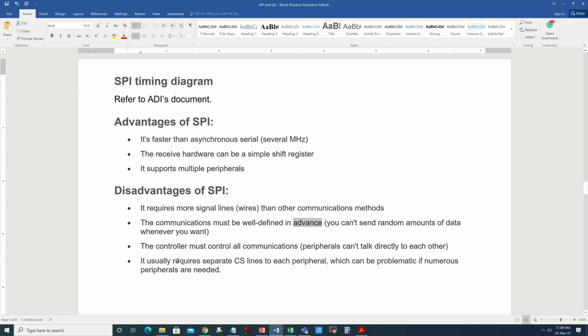And it generally requires separate chip select lines. That is a problem because of the lots of wires. If the number of peripherals is larger, then the number of chip selects is also equal to the number of peripherals. That indicates lots of extra wires, which is a big problem.